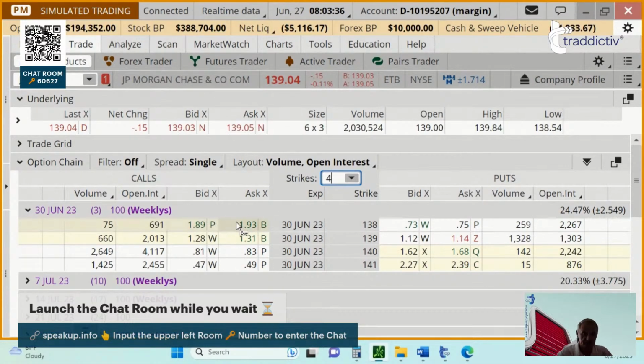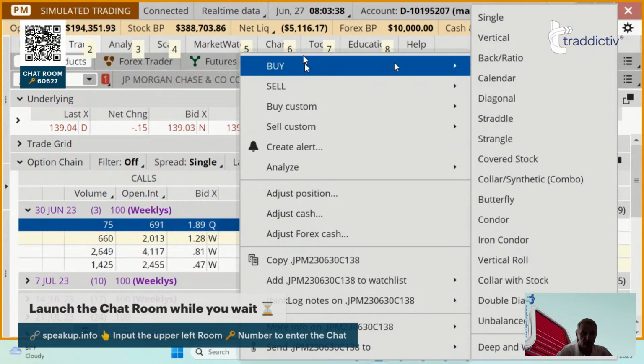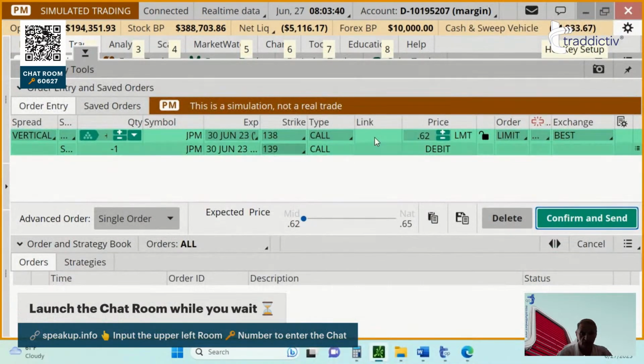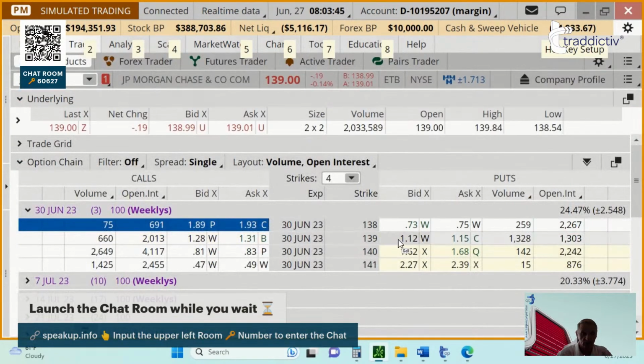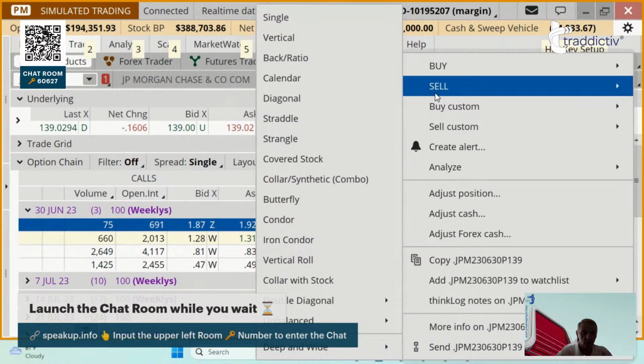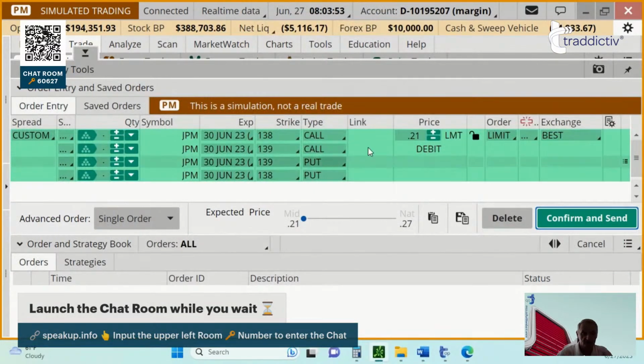So how do we place this? First of all, I'm going to go over here where it says buy the vertical, and that would cost me about 62 cents. But what I'm going to do over here, I'm going to finance some of that with selling the 139 and protecting myself with the lower one. So here it is, a trade that is going to cost me a total of 21 cents.